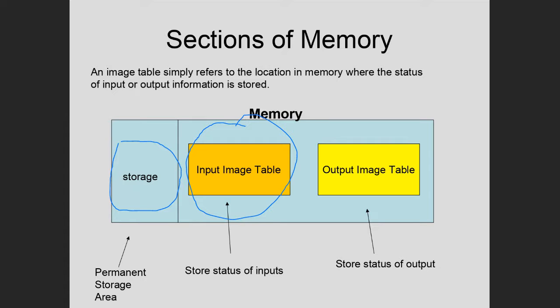It's going to put a 1 or 0 in a particular bit position of the output image table, or output data table. And then depending on how you wrote your program, if there's a 1 in that particular cell in the output image table, it's going to turn that output on. If there's a 0, it's going to turn it off.